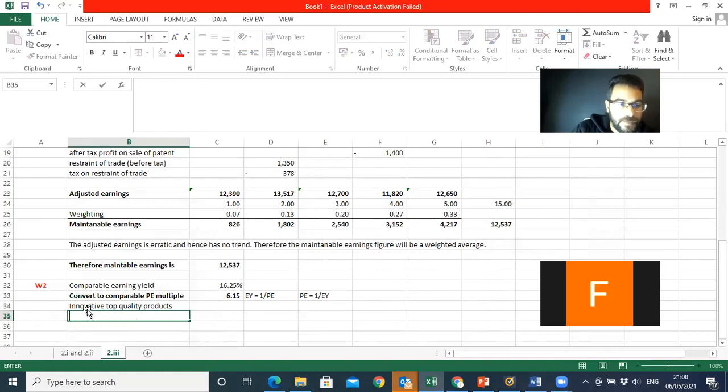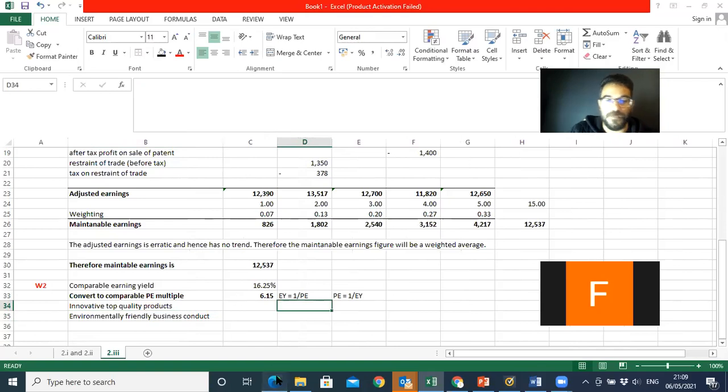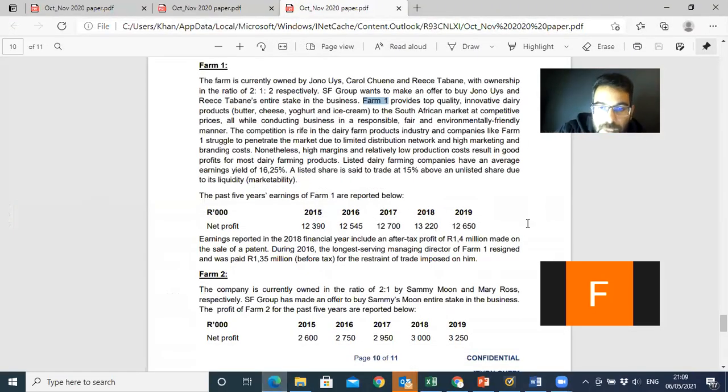Okay, just to make it simpler, environmentally friendly business conduct. That is the difference, that is what's making them attractive, that they're environmentally friendly. Okay, we got that. The competition is rife in the dairy farm industry.